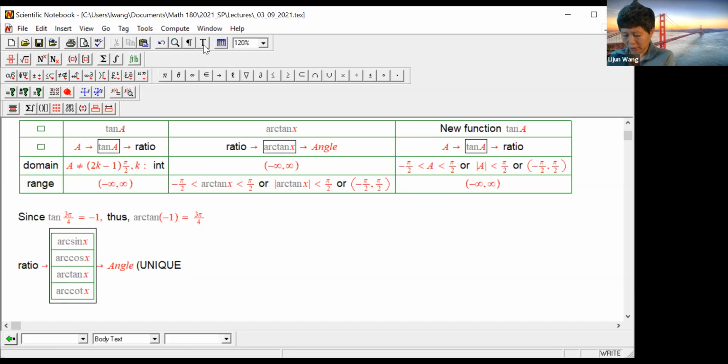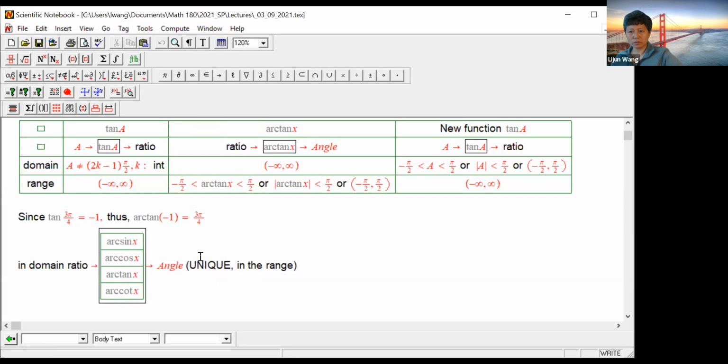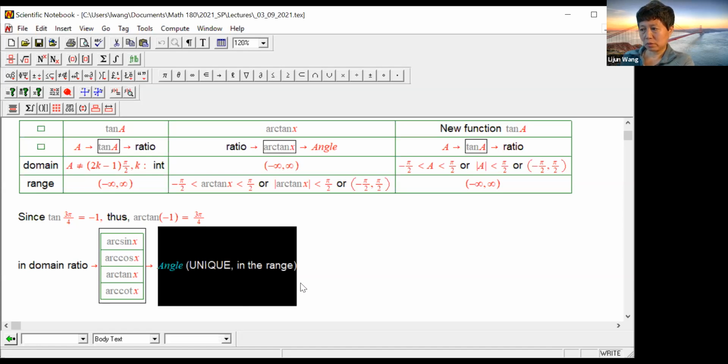Not only unique, but in the range. And this ratio must be in the domain, whatever their domain is. Sine, cosine, their domain is from -1 to +1, and the domain for arctangent is all real numbers. Their output must be one and only.